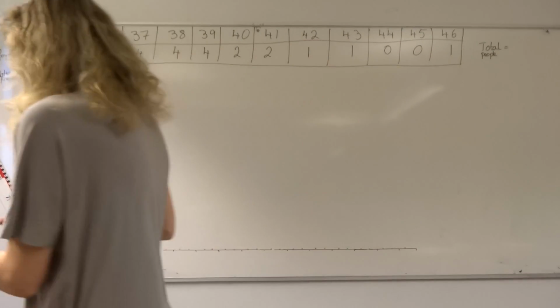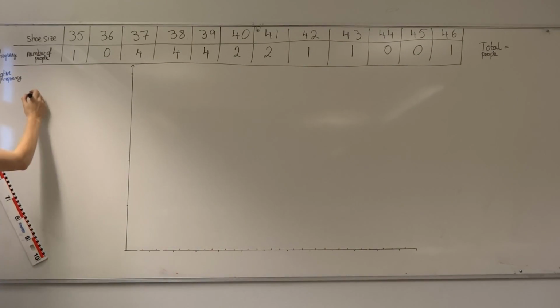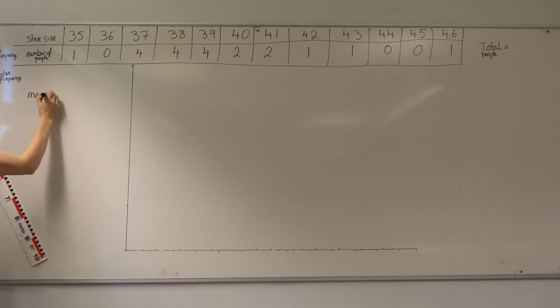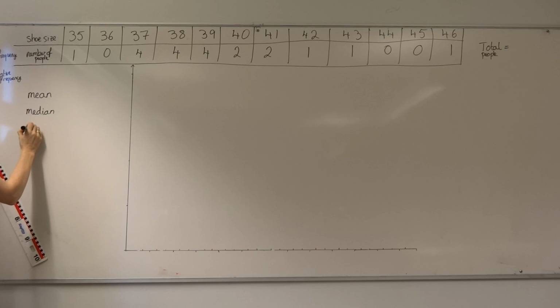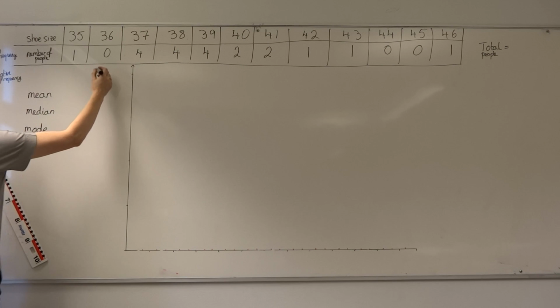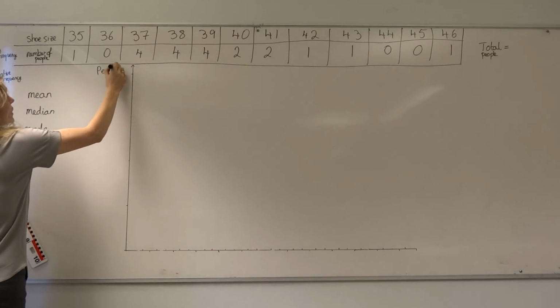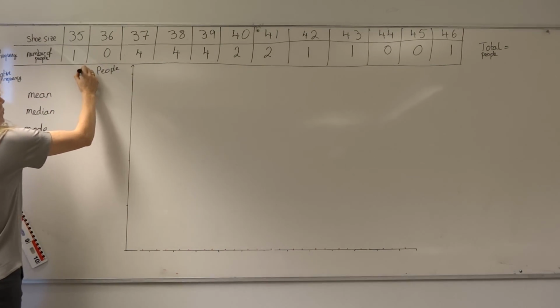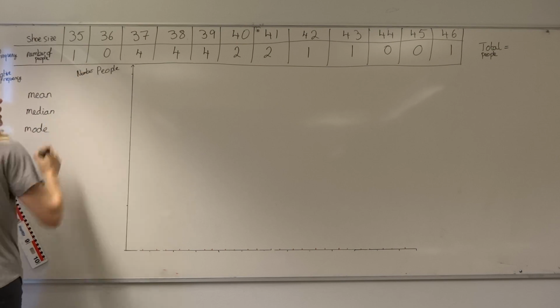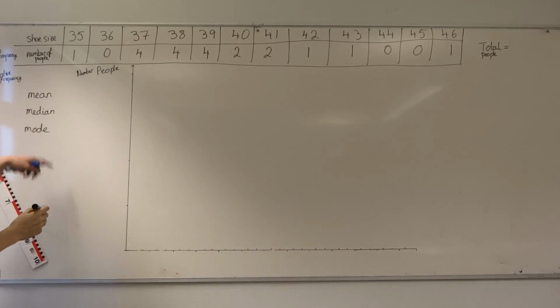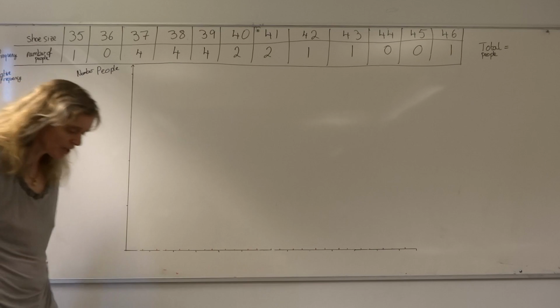Okay, now we're going to look at some different statistical terms: mean, median, and mode. And we're going to find the mean, median, and mode of the different numbers that we have here. What I've actually done is go around and ask some people, so the y-axis is the number of people in my survey, and my x-axis was which shoe size do you have?